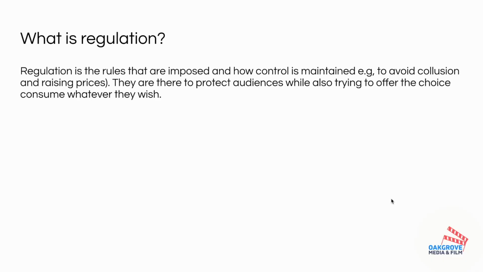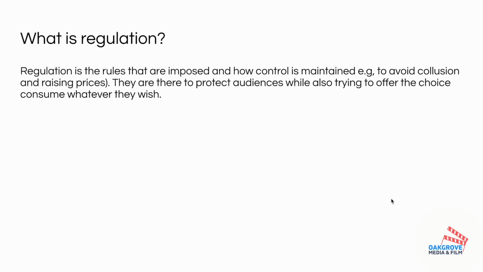Regulation is the rules that are imposed and how control is maintained, e.g. to avoid collusion and raising prices. So that is, two large conglomerates or large companies coming together, merging, and therefore raising the prices of products or services to extortionate levels to the point where we as the consumers have no choice but to pay it. So that regulation forbids those things from happening.